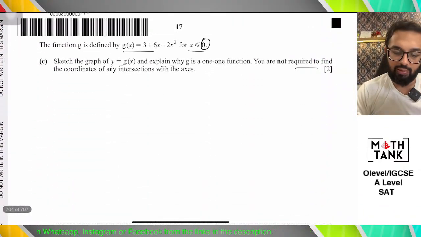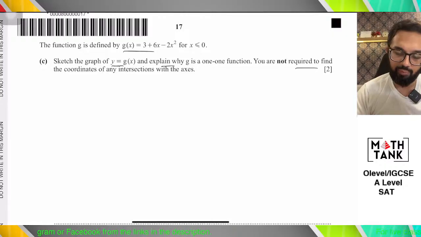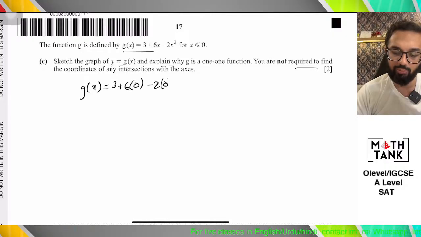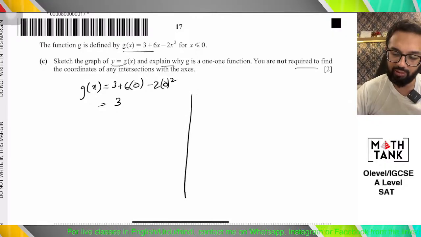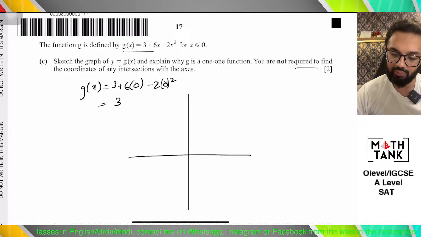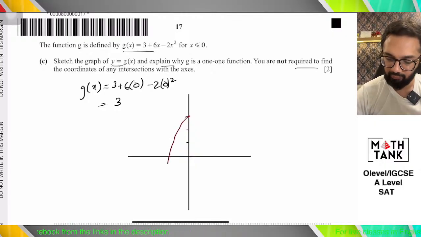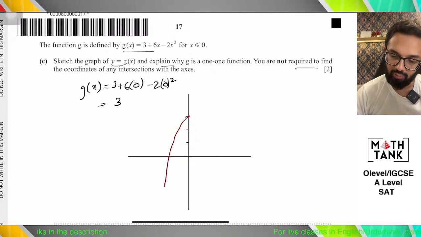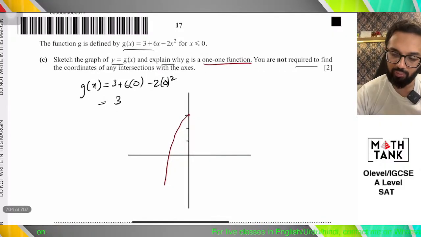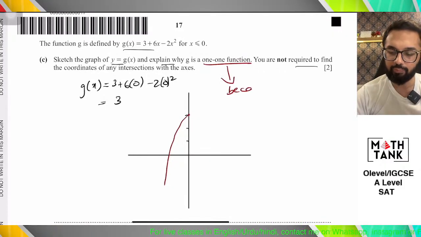Then it says that now you need to sketch this curve with 0 as the starting point. So g of x equals 3 plus 6 times 0 minus 2 times 0 squared. That gives me 3. So I'm going to say that this curve starts from 3, 1, 2, 3, and it's going to go down like that. Okay, and g is a one-to-one function because it does not turn.